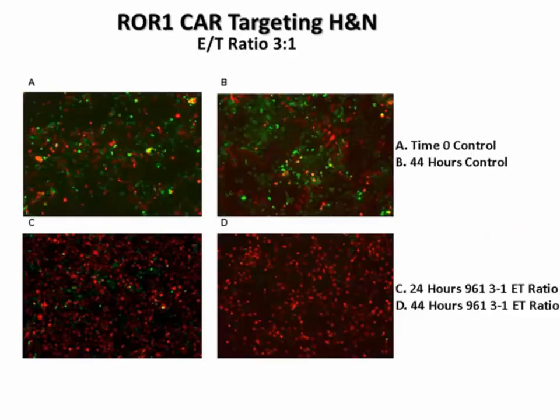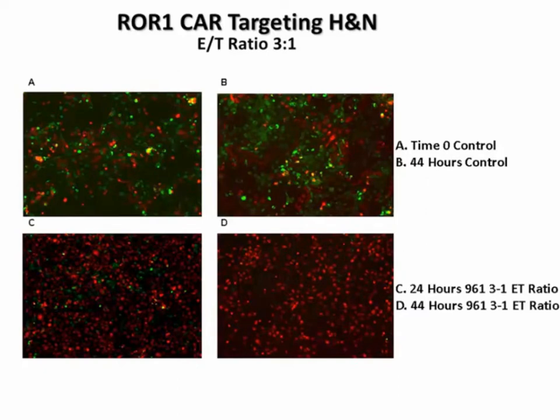So on this slide, we have 2 head and neck cancers that are being co-incubated. One of them is ROR1 positive, and this is stained green. And a second cancer is ROR1 negative, stained red. In panel A, we see the co-incubation of these 2 cell types, so you have both green and red cells. And this is at time 0. And in B, this is the same culture at 44 hours, and we can see these cells are really packed in at that point in time.